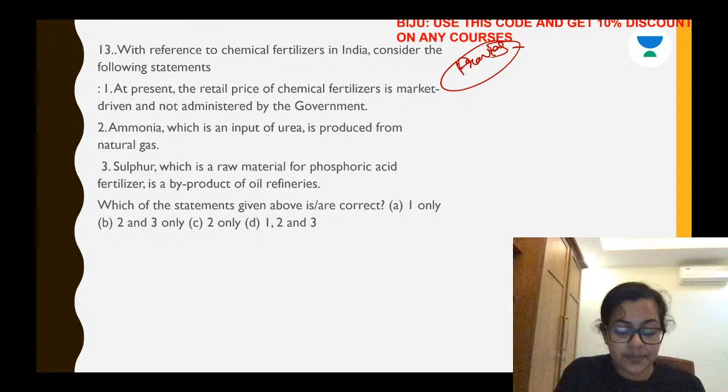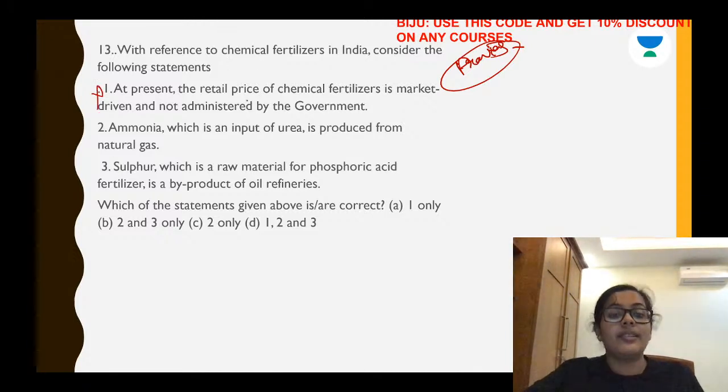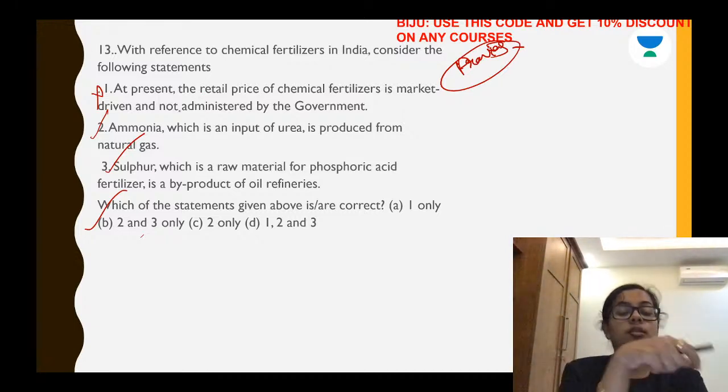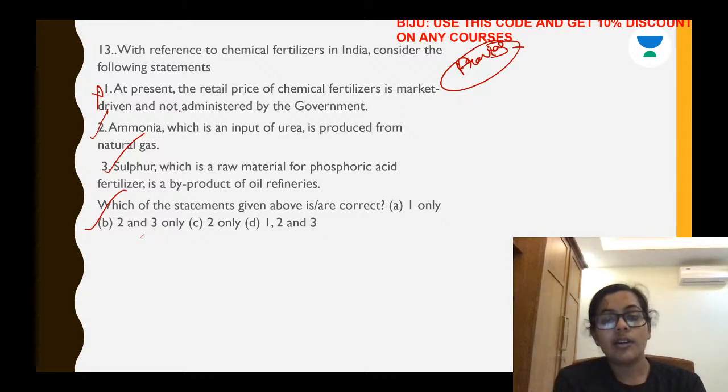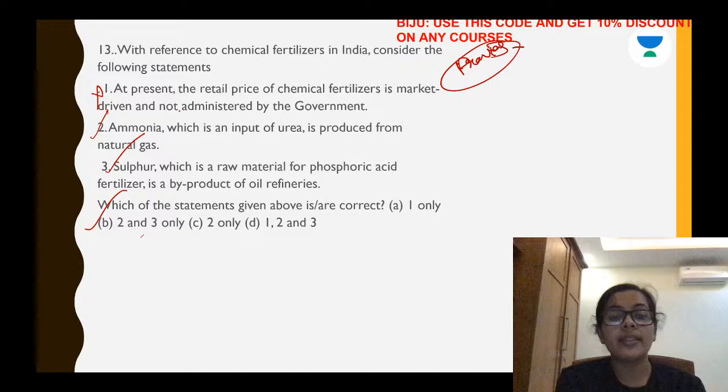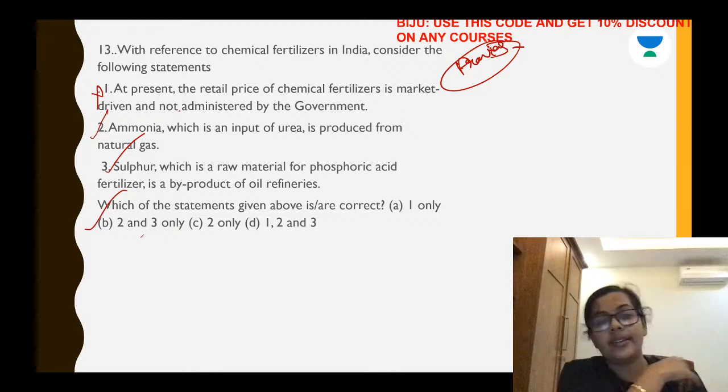What is the answer? The first statement is wrong. The retail prices are administered by the government of India. The second statement is true and the third statement is also true. In India, everything is monitored and regulated by the government. So obviously, since the first statement is wrong, you can eliminate A and D. Simple logic. You get the answer B, 2 and 3 only. So B is the answer. Ammonia is an input of urea, which is produced from natural gas. Sulfur is the raw material for phosphoric acid, a byproduct of oil refinery.